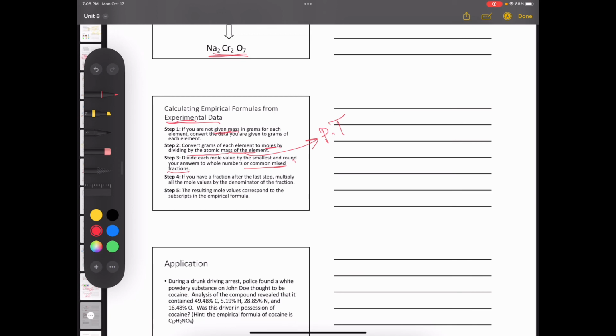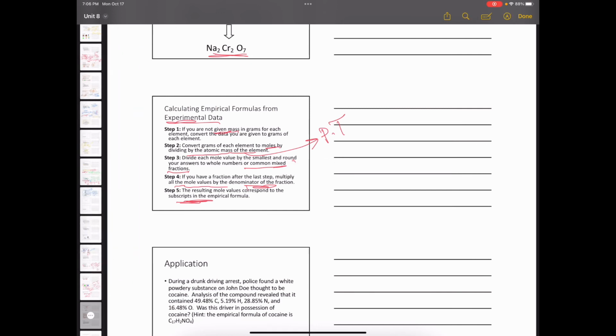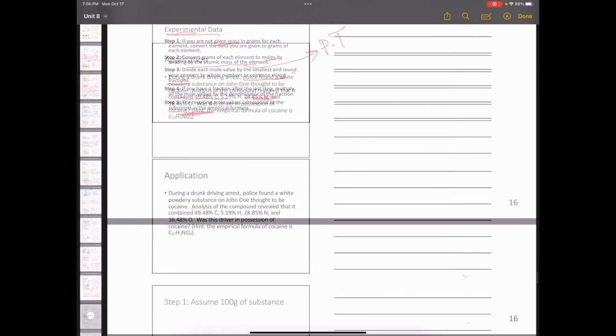If you have a fraction after the last step, then you multiply all the values by the denominator of the fraction, as I said earlier, so you can have an integer number. The resulting mole values correspond to the subscripts in the empirical formula, i.e. the simplest ratio for every element within that chemical formula. Let's do one more example.